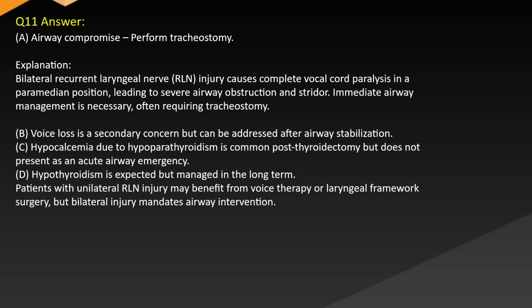Explanation: Bilateral recurrent laryngeal nerve (RLN) injury causes complete vocal cord paralysis in paramedian position, leading to severe airway obstruction and stridor. Immediate airway management is necessary, often requiring tracheostomy. B. Voice loss is a secondary concern but can be addressed after airway stabilization. C. Hypocalcemia due to hypoparathyroidism is common post-thyroidectomy but does not present as an acute airway emergency. D. Hypothyroidism is expected but managed in the long term. Patients with unilateral RLN injury may benefit from voice therapy or laryngeal framework surgery, but bilateral injury mandates airway intervention.